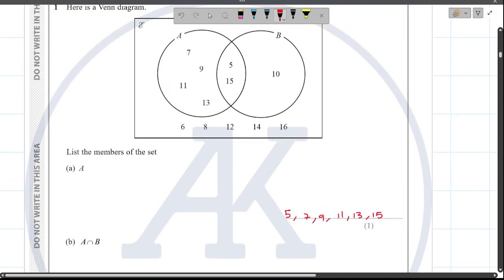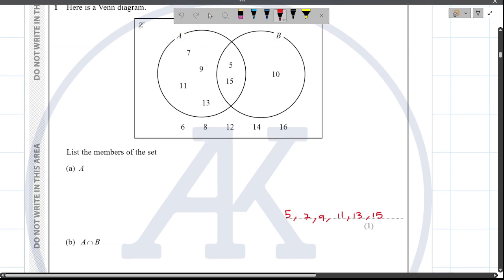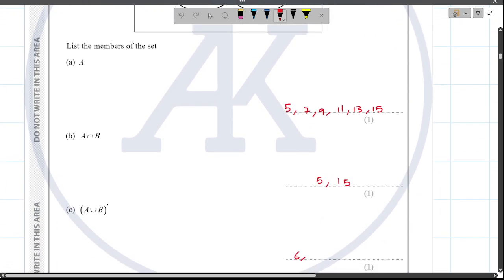A union B dash means everything except A and B, so we have the numbers outside: 6, 8, 12, 14, and 16.